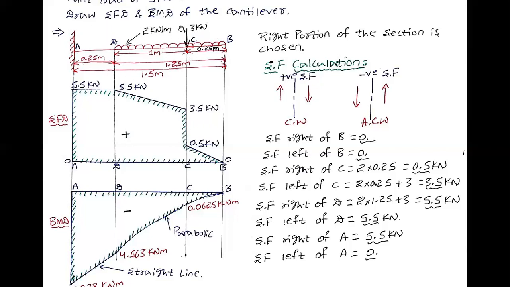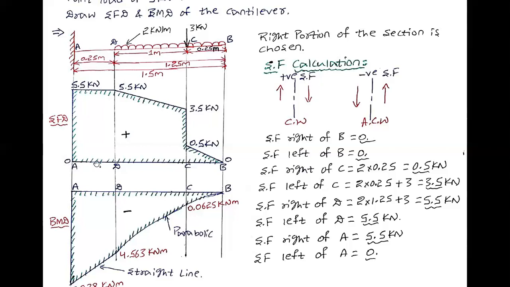If 5.5 kilonewton is acting downward, at point A the reaction will be in the upward direction. It will be 5.5 kilonewton plus 5.5 kilonewton and minus 5.5 kilonewton, you will get 0. This is how you're going to get the shear force. Now I'm going to plot this shear force diagram.